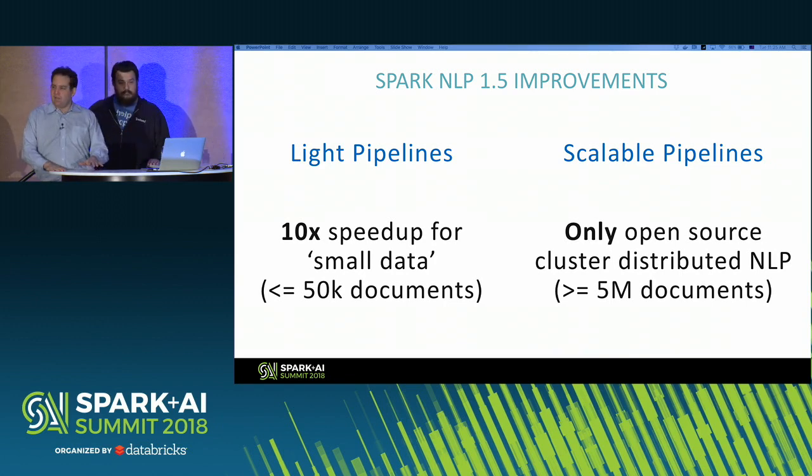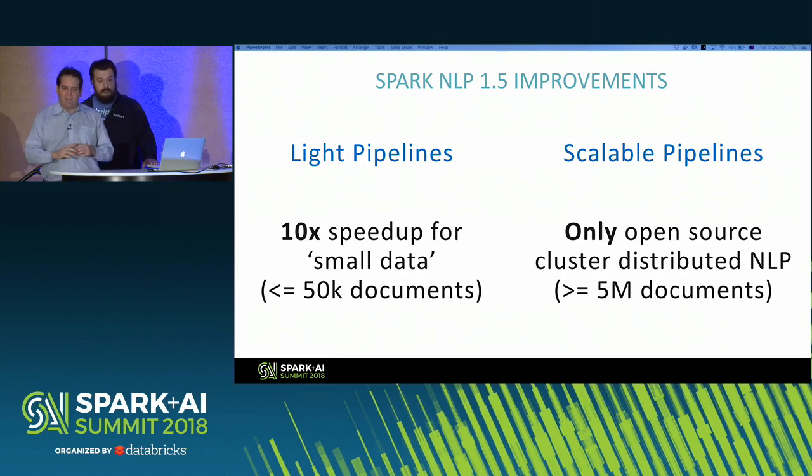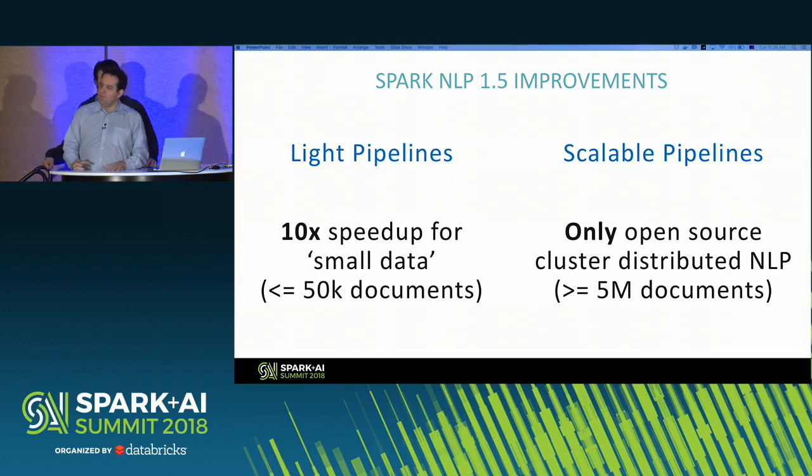Two things happened. The main thing was we came out with light pipelines. Light pipelines give you basically another order of magnitude of performance improvement if you're working on small data, up to 50,000 documents that you're analyzing, because we cut some of the Spark overhead and did a lot of memory optimization. Other than that, if you're looking at large data sets, this is really your only open source choice. And since today it's either Python or Scala on Spark, it's very easy to use.